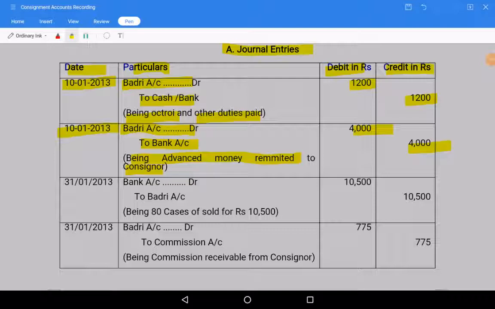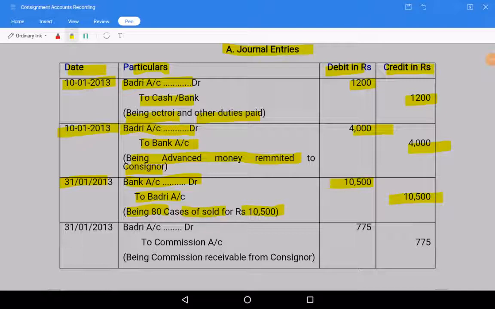On 31st January, he has sold 80 cases for 10,500. So 31st January is receiving an amount, so bank account will be debited. To whom does he need to pay? For whom has he sold? For consignor. So we will write to Badri account 10,500, being 80 cases sold for 10,500.